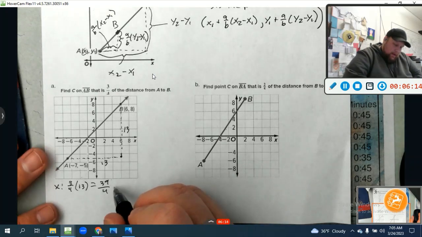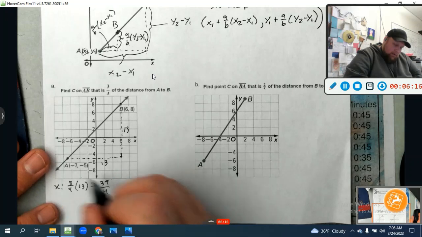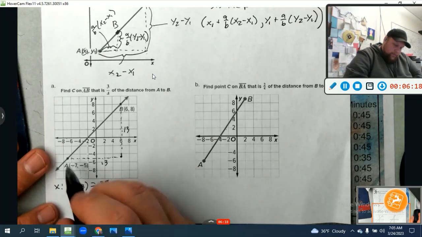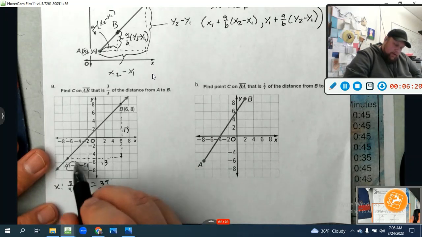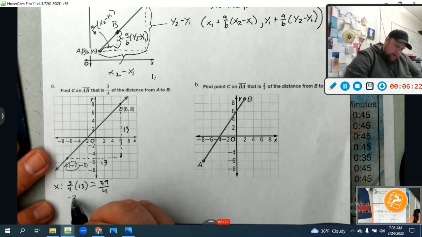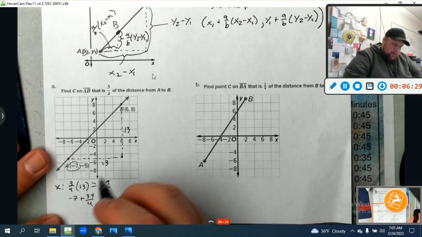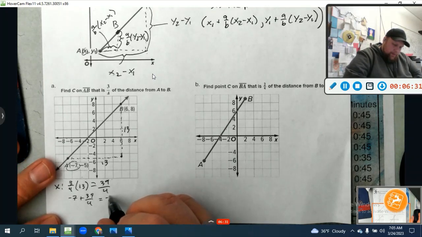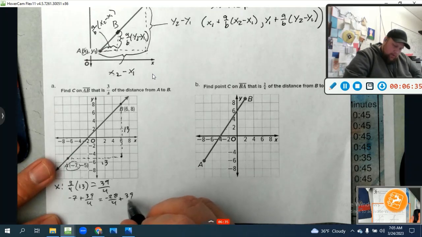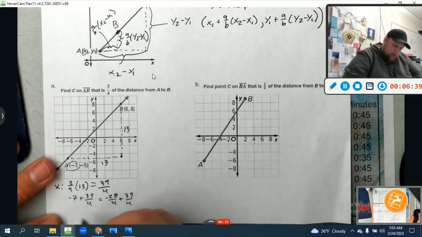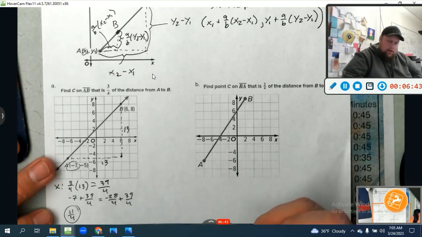And then I'm going to say, all right, we got to add this 39/4 to the original x value of -7. So I'm just going to have, all right, -7 plus 39/4. And what is -7 in fourths? Well, 4 times 7 is 28. So that's going to really equal -28/4 plus 39/4. And 39 minus 28 is 11/4. Boom, that's going to be our x value.